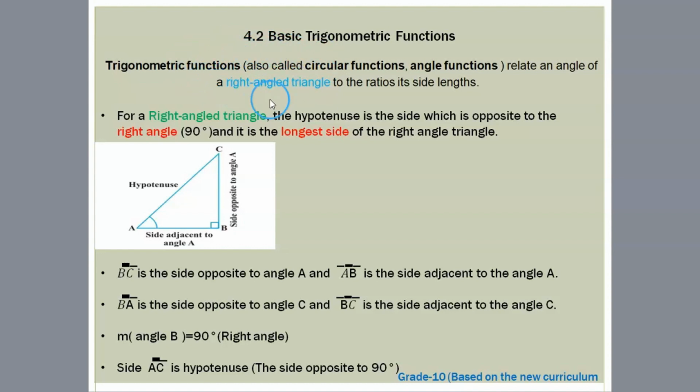Therefore to briefly understand what trigonometric function is, let us first discuss some important pointers about right angle triangle. So as you know, right angle triangle, it is a type of triangle where one of its angle measures 90 degree or right angle.